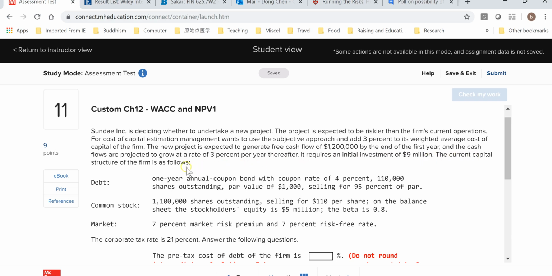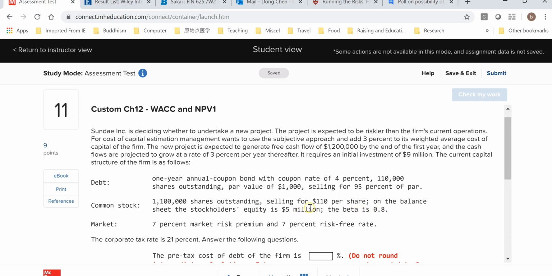The current capital structure of the firm is as follows. Debt, 1-year annual coupon bond with coupon rate of 4%, $110,000, 10,000 shares outstanding, par value of $1,000, selling for 95% of par. Common stock, 1,100,000 shares outstanding, selling for $110 per share. From these two conditions, we can get the market value of common stock by multiplying the shares outstanding and the price per share. On the balance sheet, the stockholders' equity is $5 million.